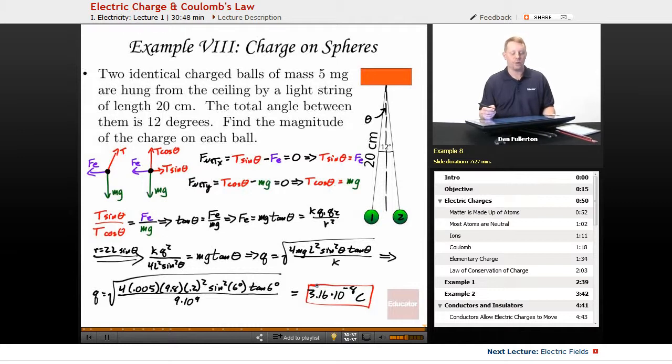Hopefully that gets you a great start on electric fields and Coulomb's Law, electric charges and Coulomb's Law.